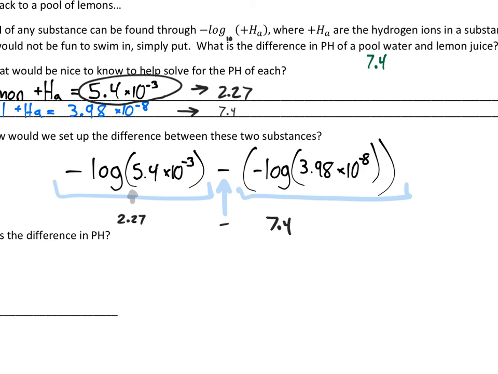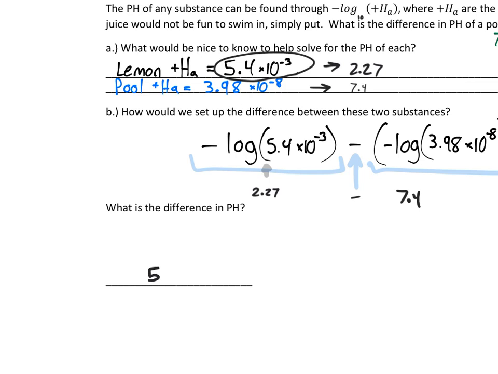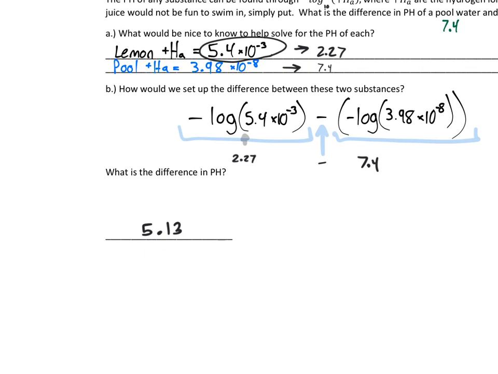And when I subtract those two together, we get a difference of 5.13. And yeah, it'd be negative, but we're just talking about how far away they are from each other on the pH scale. So what that means with 7 being neutral, and then we had the pool water here at 7.4. We have the lemon juice down here at the 2.27. They are very far away from each other.